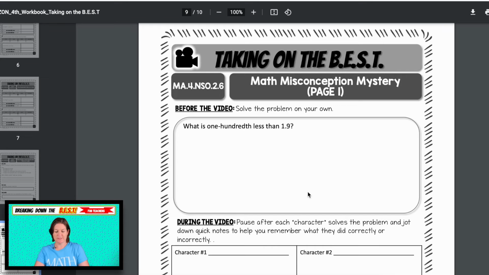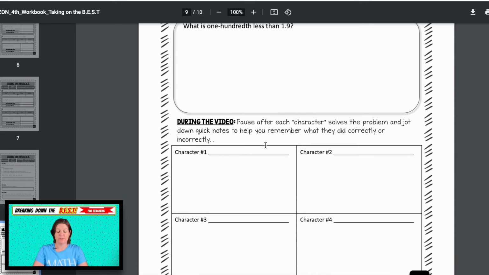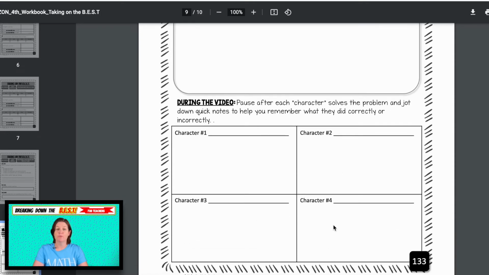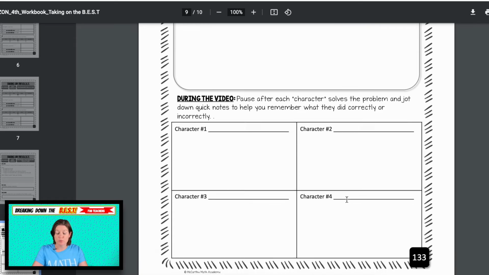And then in this math misconception mystery video, your students will solve this problem. What is 1/100th less than 1 9/10? And then they will continue on in the episode, and 4 characters, which are really just me dressed up as silly characters, will solve this problem too. 3 of those characters make a mistake that students commonly make, and only 1 character has the most reasonable answer.